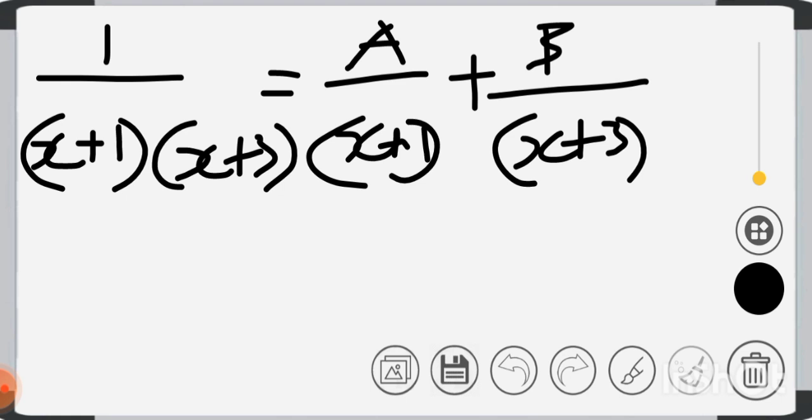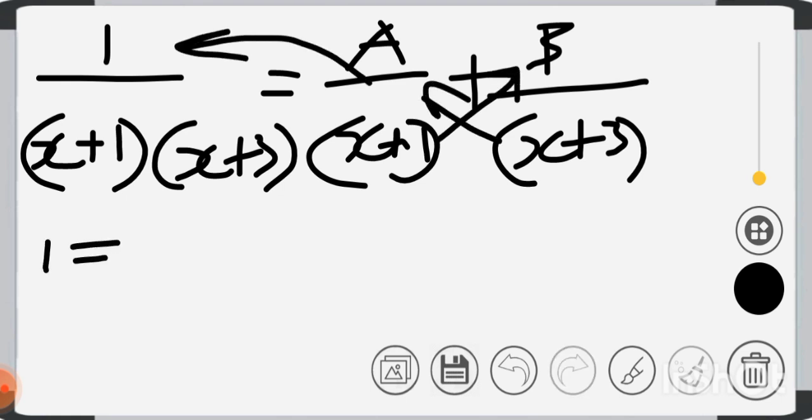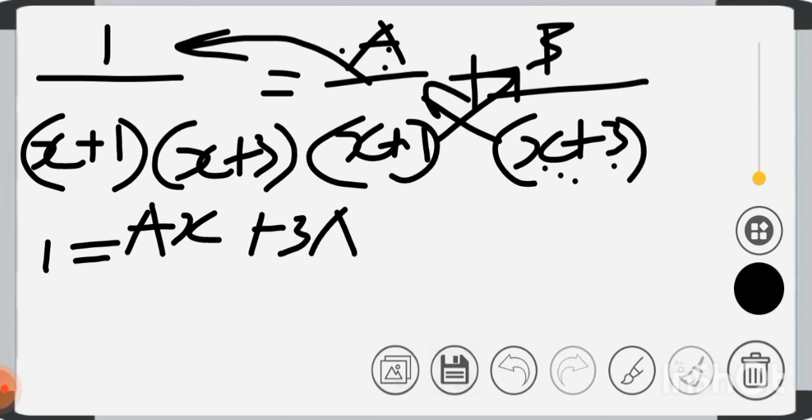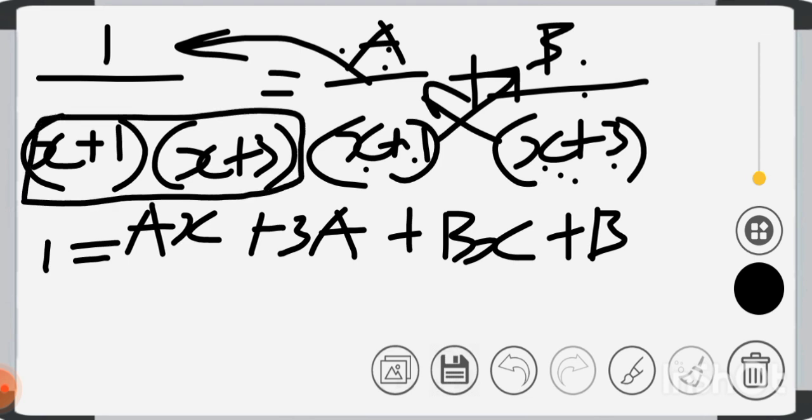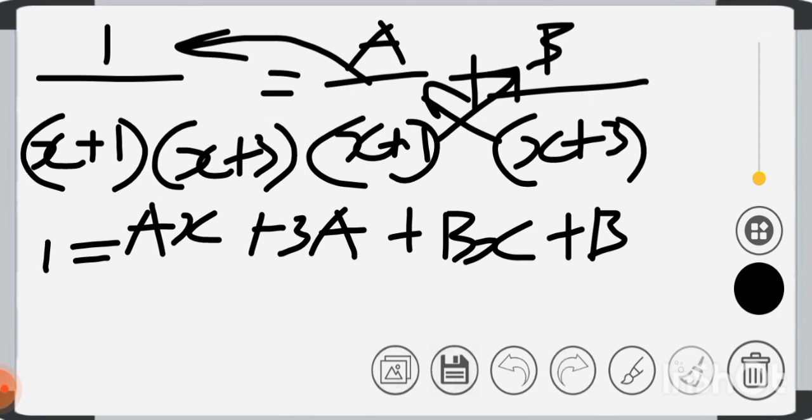What I said is cross multiply this and equate everything to this. We're going to have 1 equal to this times this. We have A times x, that's Ax, plus B times x, that's Bx, plus A times 3, that's 3A, plus 1 times B, that's plus B. This will only work if we have two factors here. If it's 3, you have to find LCM like how I did it before.